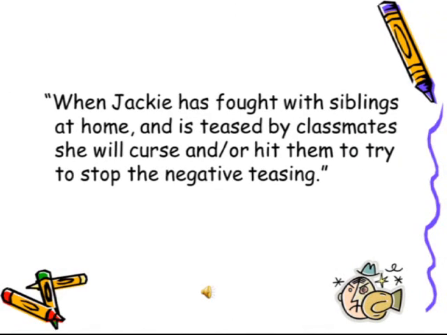Okay, here's another one with Jackie, since Jackie has multiple functions. When Jackie's fought with siblings at home and is teased by classmates, she'll curse and or hit them to try to stop the negative teasing. So, in this case, the student is not trying to get or obtain something, she's trying to escape or avoid something. The antecedent is she's teased by classmates. The setting event is when she's fought with siblings at home. So when she's fought with siblings at home and she's then teased, she'll hit and curse to try to stop the teasing.